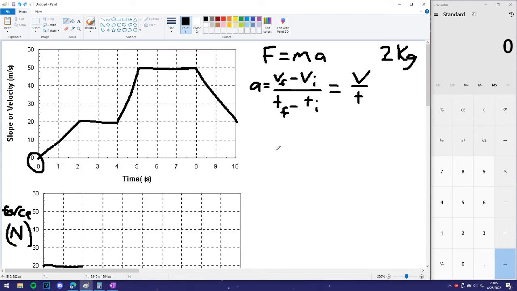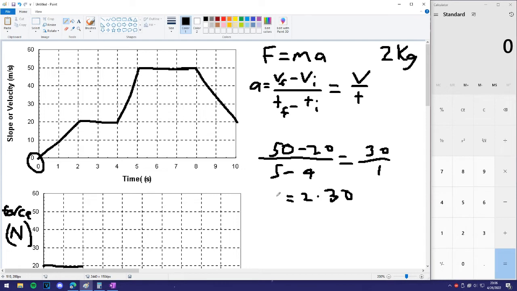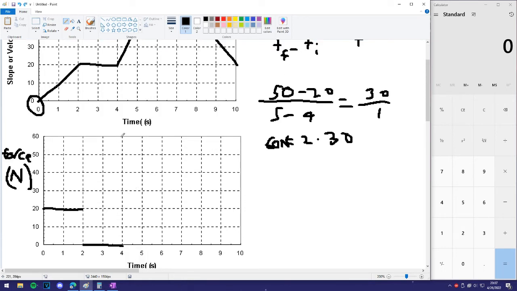For the formula, we're going to plug in 50 as the final velocity minus the 20 velocity that was initial, and then 5 minus 4. And that is equal to 30 over 1. So that's 30 meters per second squared. And we're going to plug that into the formula to get 60 newtons. So now that we know that this is 60 newtons for this 1 second here between 4 and 5, we're going to draw a line at 60 newtons.